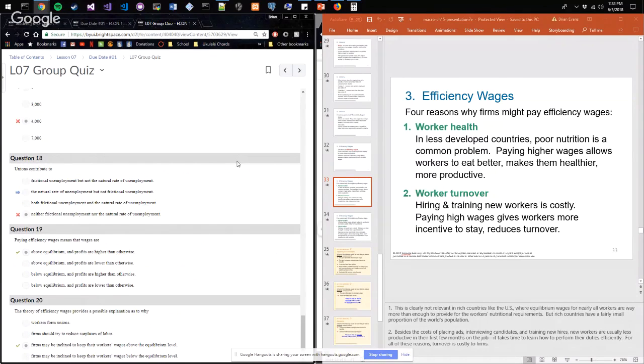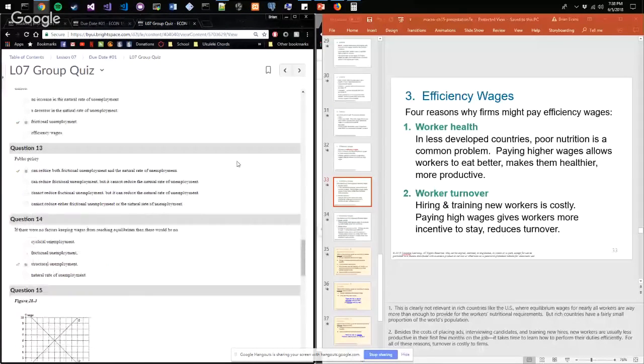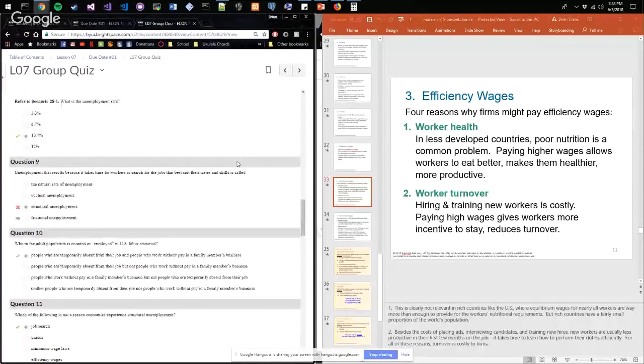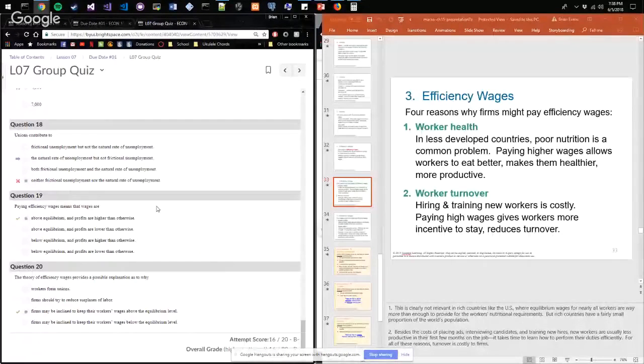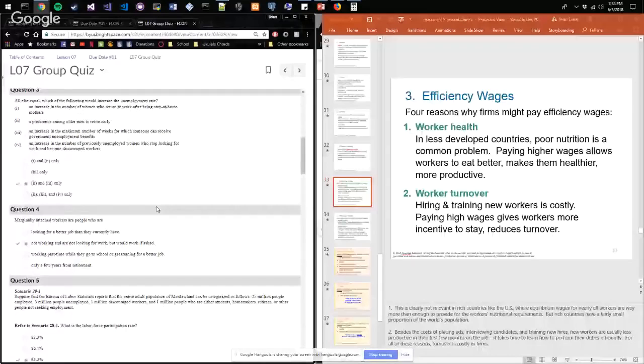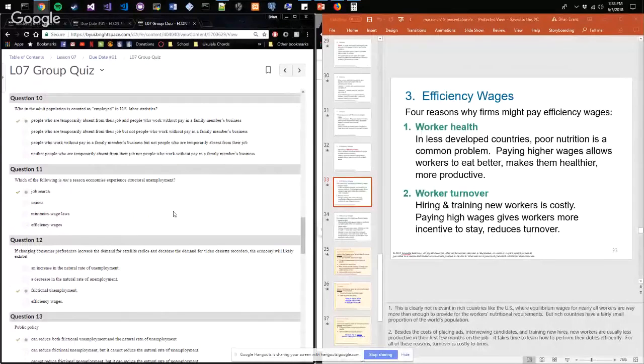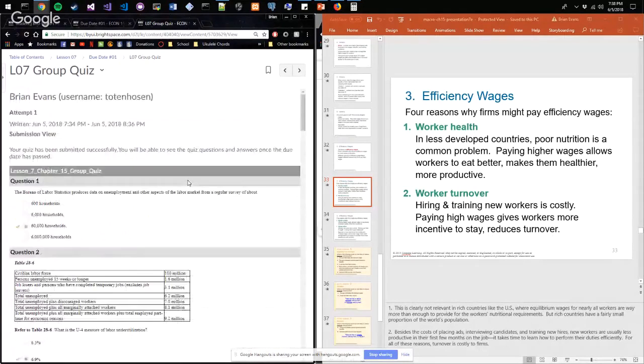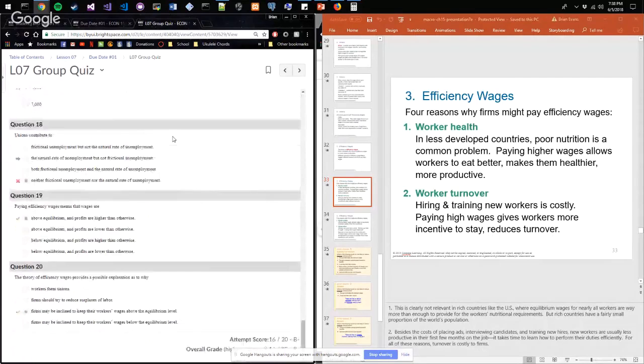And 18? 18 was B, the natural rate of unemployment, but not the frictional. So we didn't really know what natural rate of unemployment was. And then, yeah, question 9 was frictional. All right, well. So number 11, which one was that? Job search. Okay, that's what we chose. Yeah. Okay, cool. Alrighty. And then for 20, I don't even remember what you said.